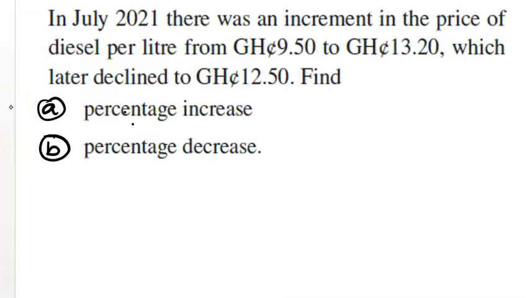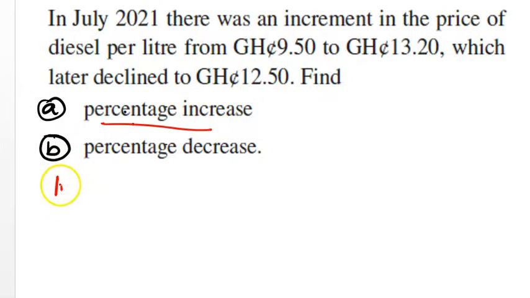In July 2021, there was an increment in the price of diesel per liter from 9.50 to 13.20 Ghana cedis, which later declined to 12.50. So in the first part, we have to find the percentage increase. Looking at the question, the price of the diesel moved from 9.50 to 13.20. So there's an increment. So what is the percentage increment?